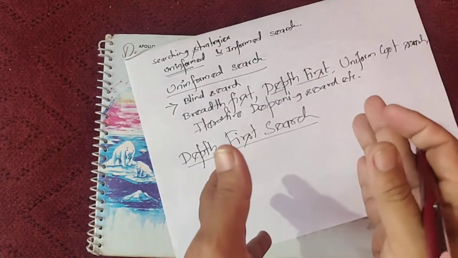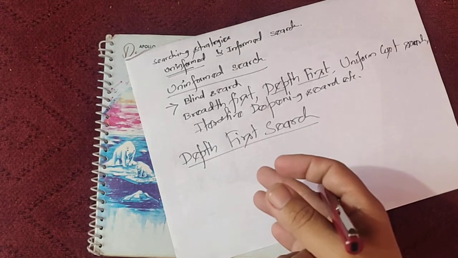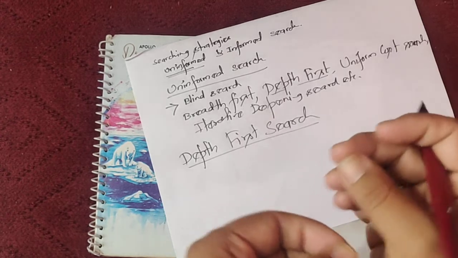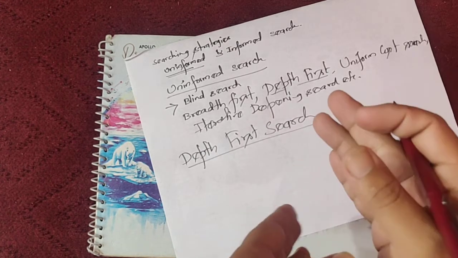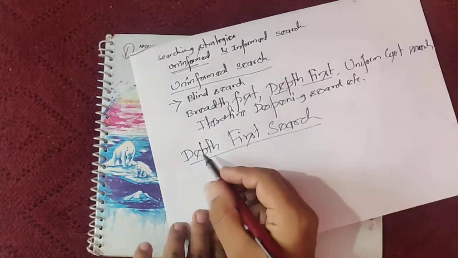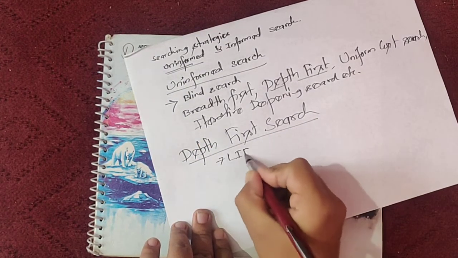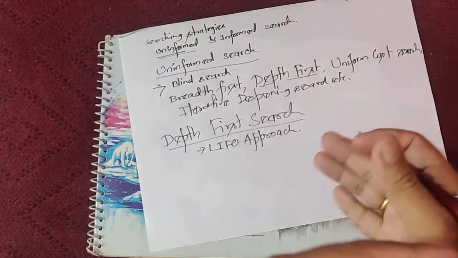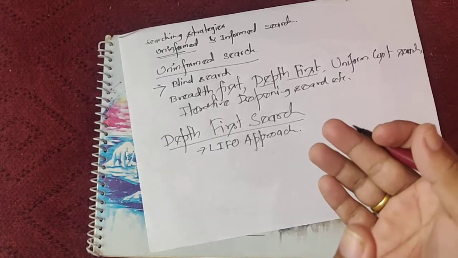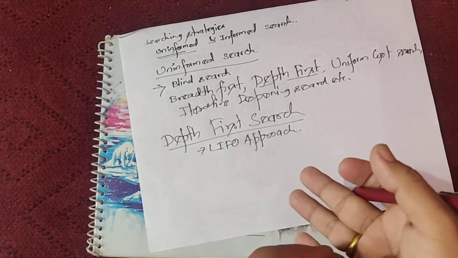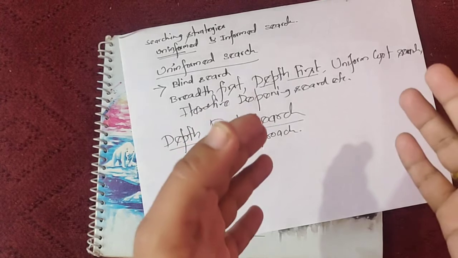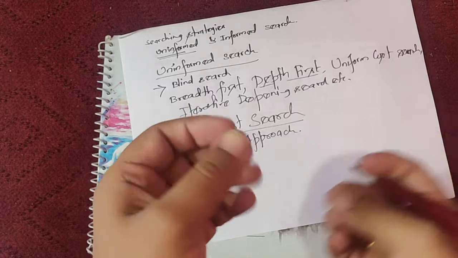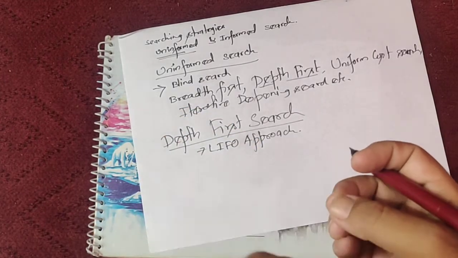Depth first search is a type of uninformed or blind search which uses the LIFO approach, last in first out, and expands the deepest unexpanded node. That means it moves toward the depth. In this method, the successor is kept at the front, and it uses a stack for its operation.